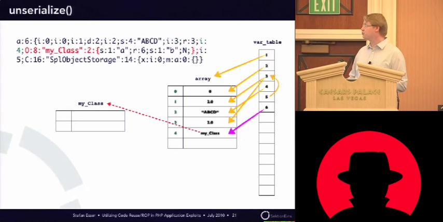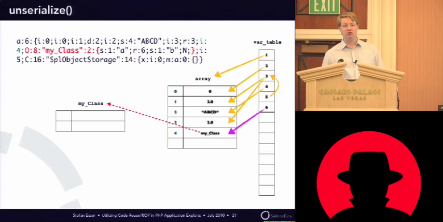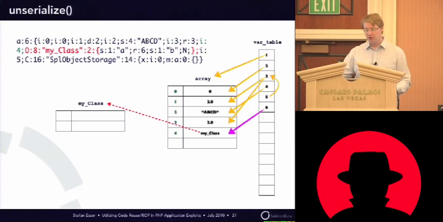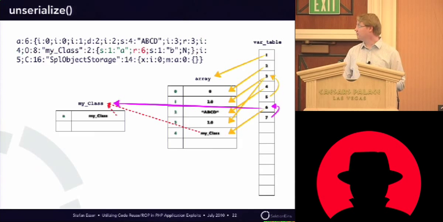And the next element should be like any class. I call it my class this time. It could be any class. And you can see that this has 2 properties, A and B. And PHP will now continue to unserialize each property, which again will be a reference to the class itself and a null value. Again, you see every time a variable is created, it's inserted in the variable table.